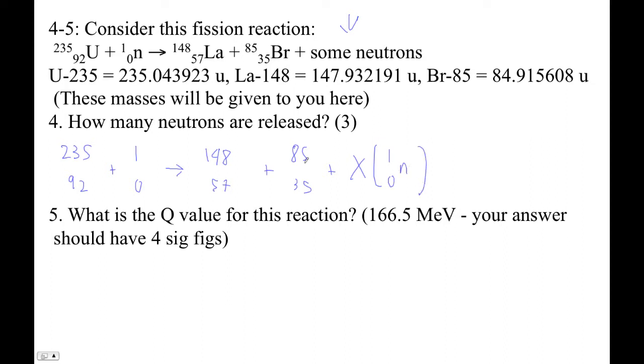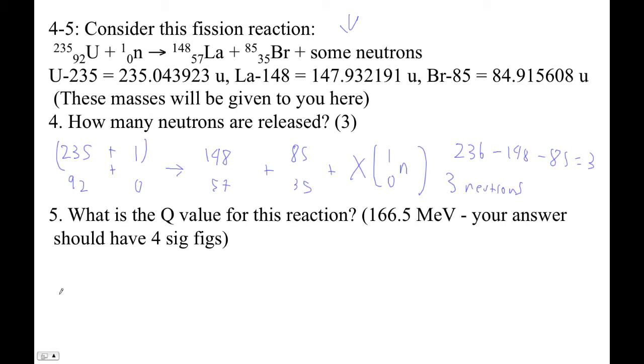Okay. So let's see, what do we got here? 236 minus 148 minus 85, and that's 3. Okay, it has to be 3 neutrons, right? So this calculation, 236 minus 148 minus 85, gave me 3 neutrons. And then you won't be able to look these up in the data table. 235 might be in there, but the fission products are all radioactive. They're not on the stable isotope list, so I'll give them to you here, and that's just as well.